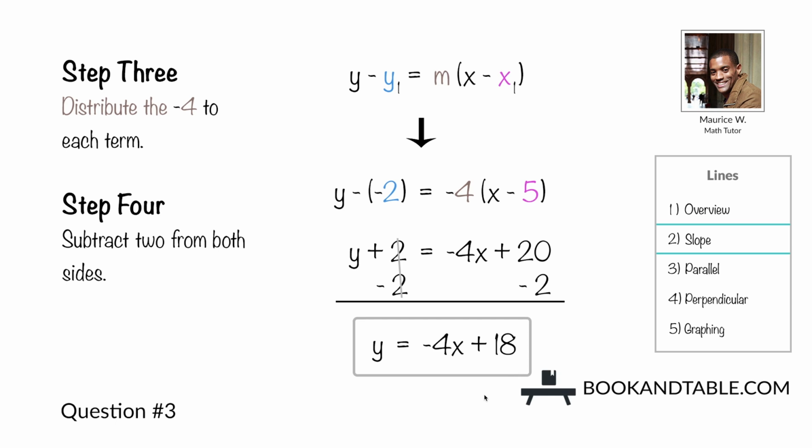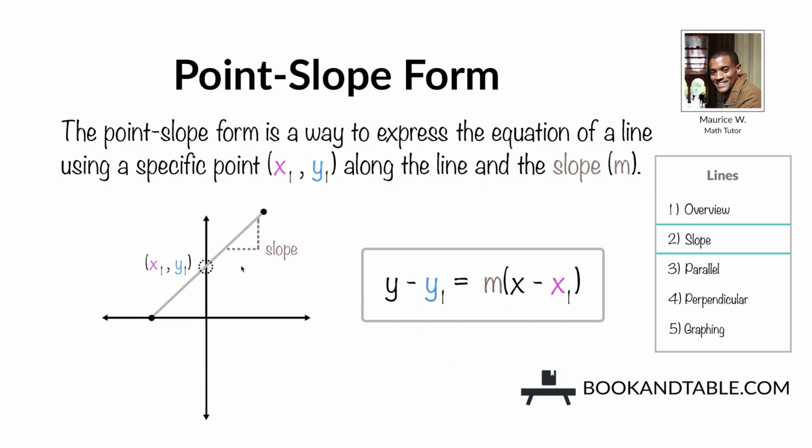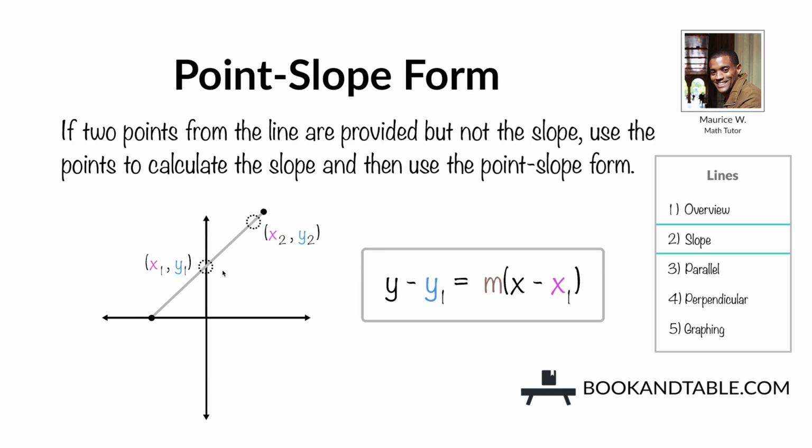So this is one way in which you'll be able to use the point-slope form if you're provided the point and the slope. But there's another case in which you'll be able to use the point-slope form, and that is if you're provided with 2 points on that line instead of the point and the slope itself. So in this case, if 2 points from the line are provided but not the slope, use the points to calculate the slope and then use the point-slope form.